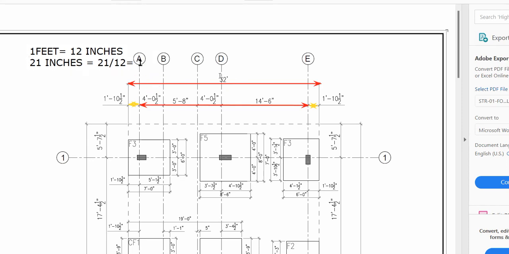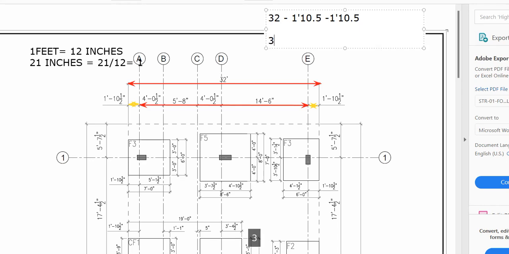Okay, now finally if you deduct all these things from 32 feet, let me do it here manually. I have a calculator with me. So what I'll do, 32 feet minus 1 feet, I'll write in this way. 1 feet 10.5 inch minus 1 feet 10.5 inches. I'll convert everything in terms of inches. So 1 feet is 12 inches. 32 feet in terms of inches will be how much? 32 into 12. Okay, minus 1 feet from here.